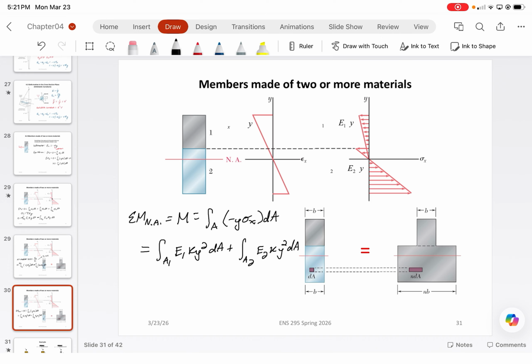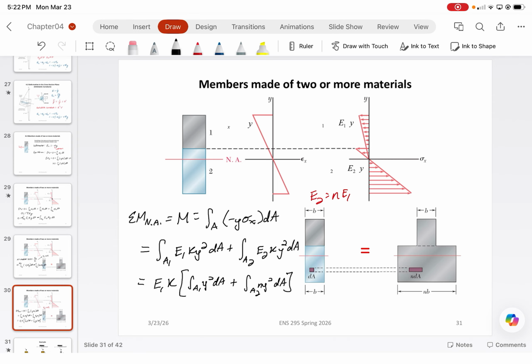Again, E2 is just equal to n times E1. So we can rewrite all of this as E1 times k, all multiplied by the integral of A1 y squared dA plus n times the integral of A2 y squared dA. Anyone know what the thing in the parentheses is?